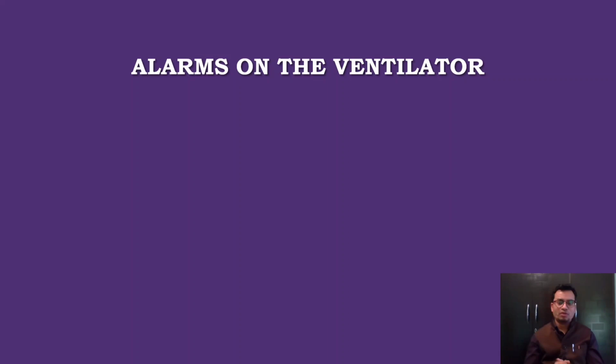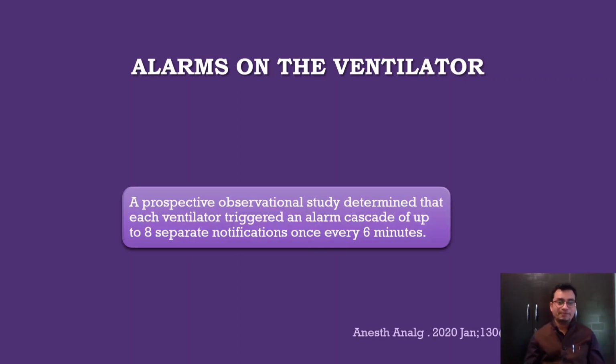Now let's talk about alarm settings. Alarm settings are also a vital part of ventilator function. They provide information about the patient's physiological condition and the status of the machine's function. The idea is to ensure the safety of the ventilator patient interaction. The frequency of alarms is actually high. A prospective observational study determined that each ventilator triggered an alarm cascade of up to 8 separate notifications once every 6 minutes. That is huge.